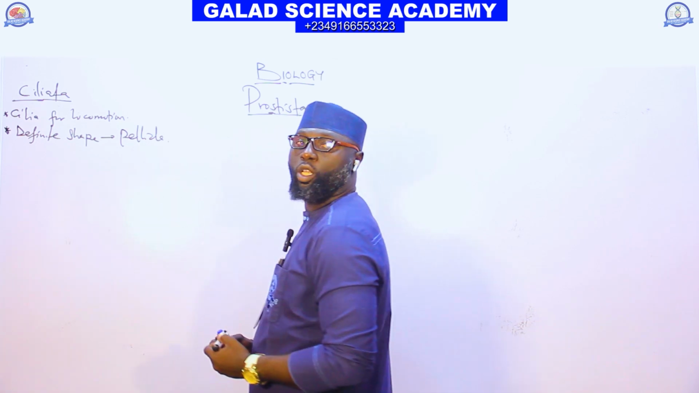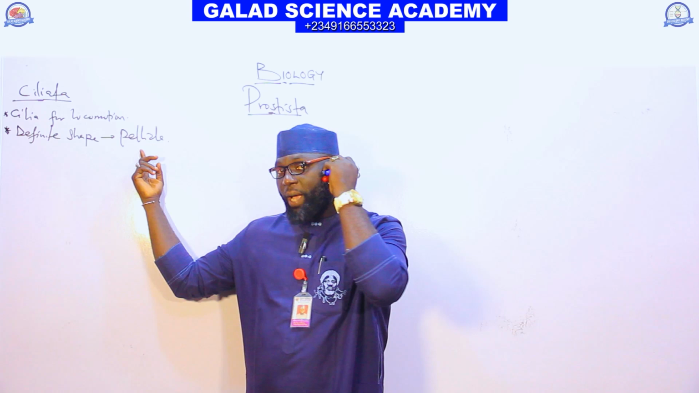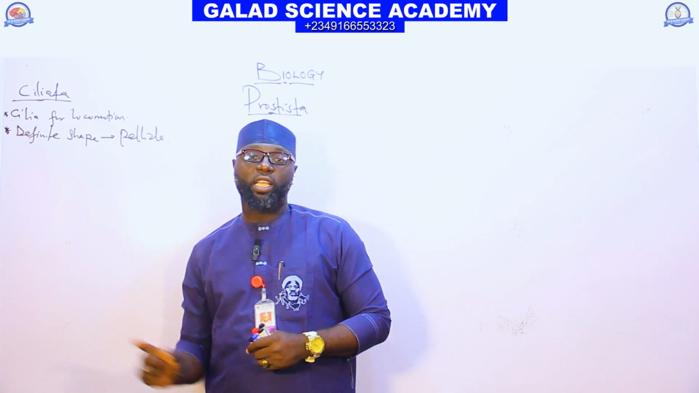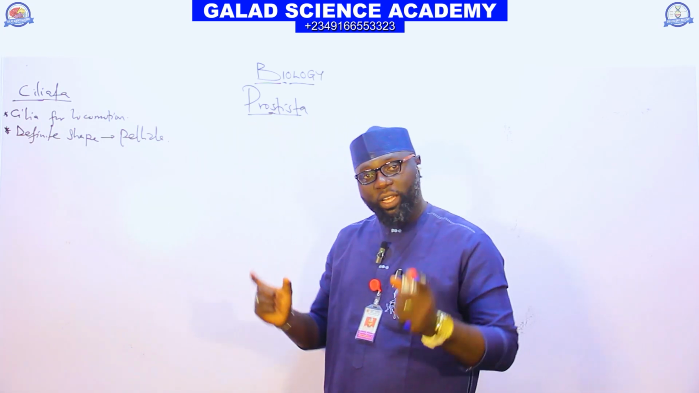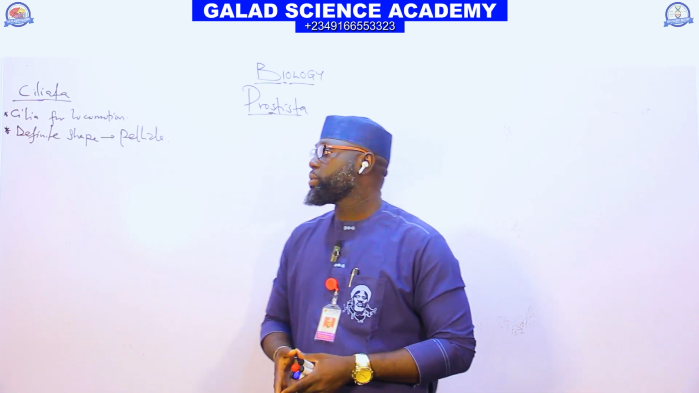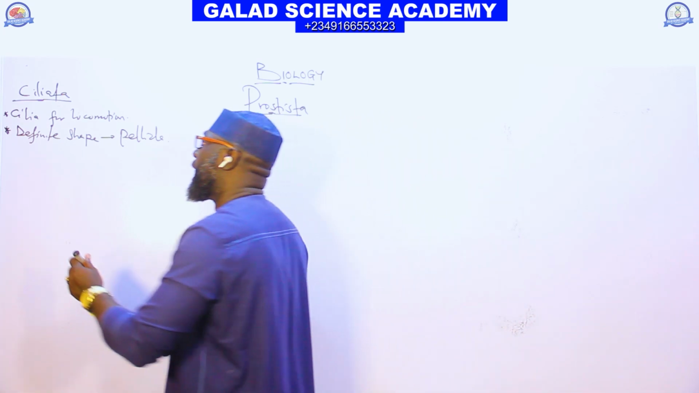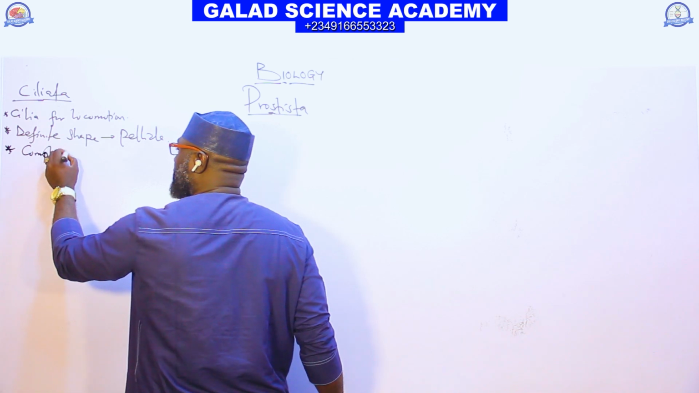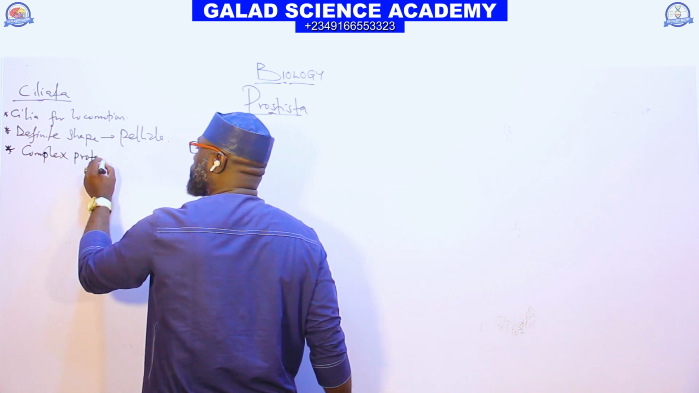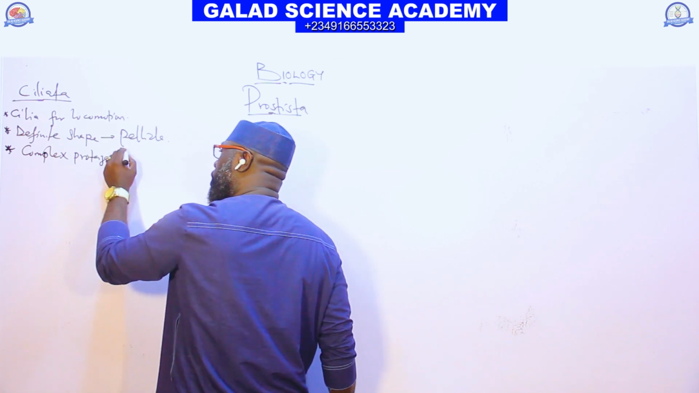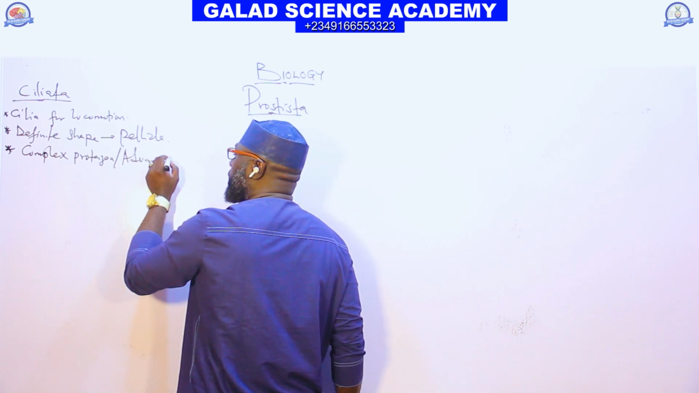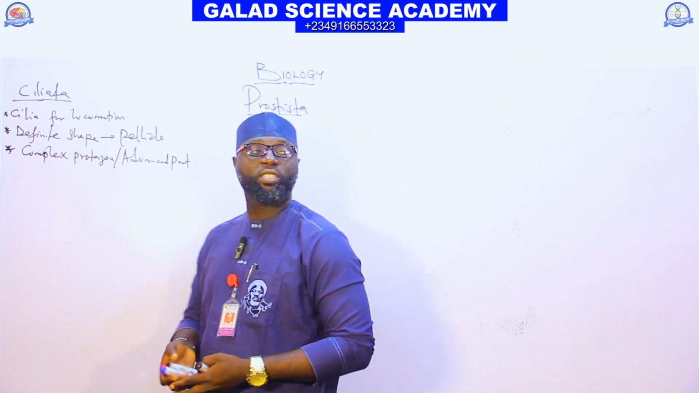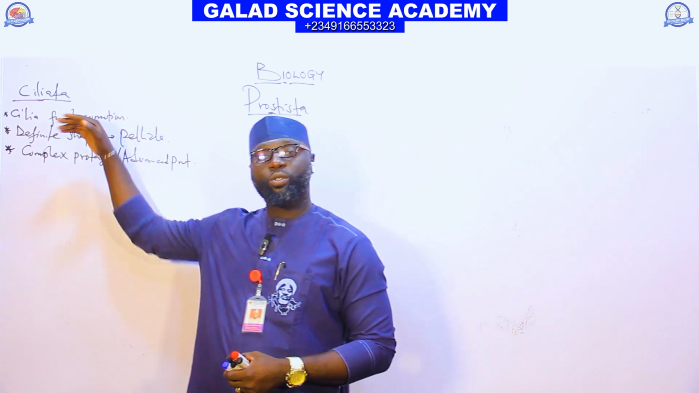Any protozoa that have a pellicle must have a definite shape, and this pellicle is absent in class Sarcodina. That's why they have an irregular shape. The next feature of Ciliata is that they are complex. They are complex protozoa, or we can also call them advanced protozoa. So the Ciliata or Ciliophora are advanced protozoa.